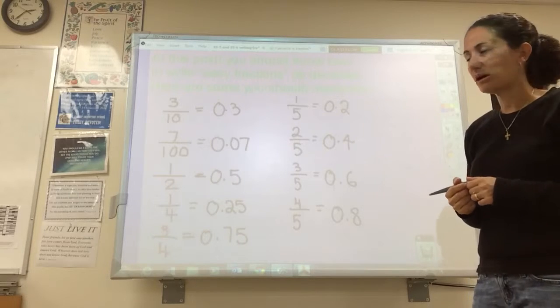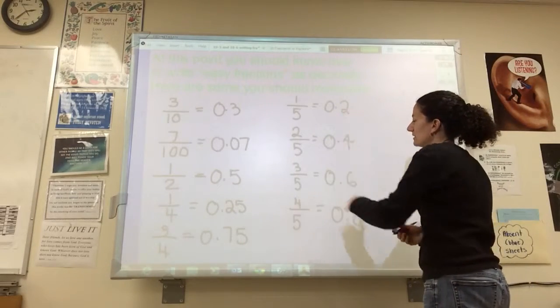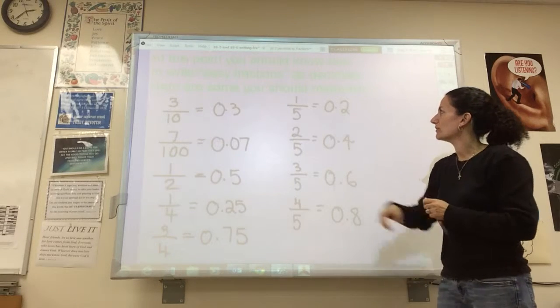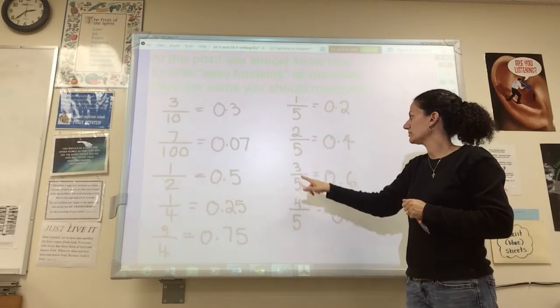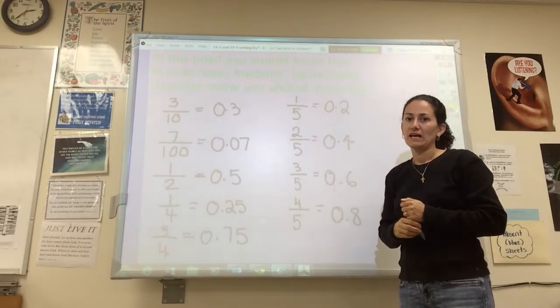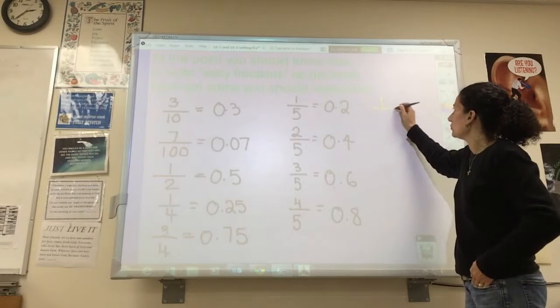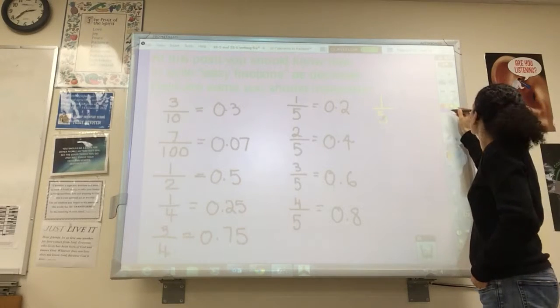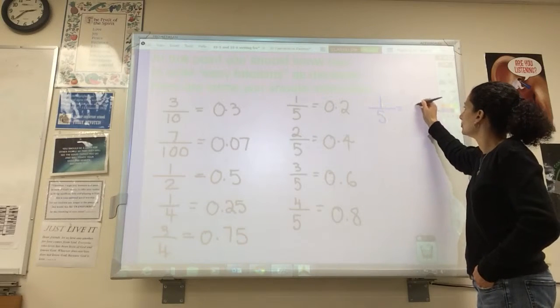And I want to show you another easy denominator that you can commit to memory. And those are the fifths. 1/5, 2/5, 3/5, and 4/5. If you think about it, can't we write 1/5 as 2/10?